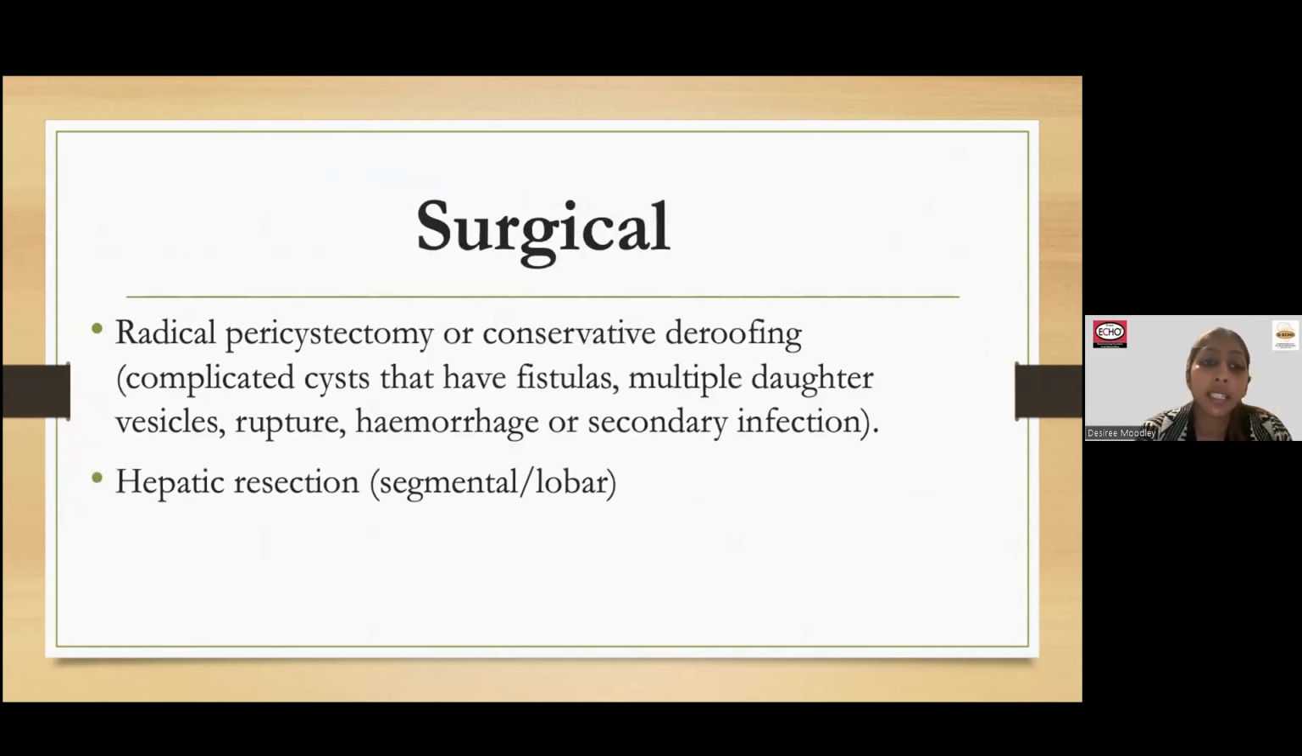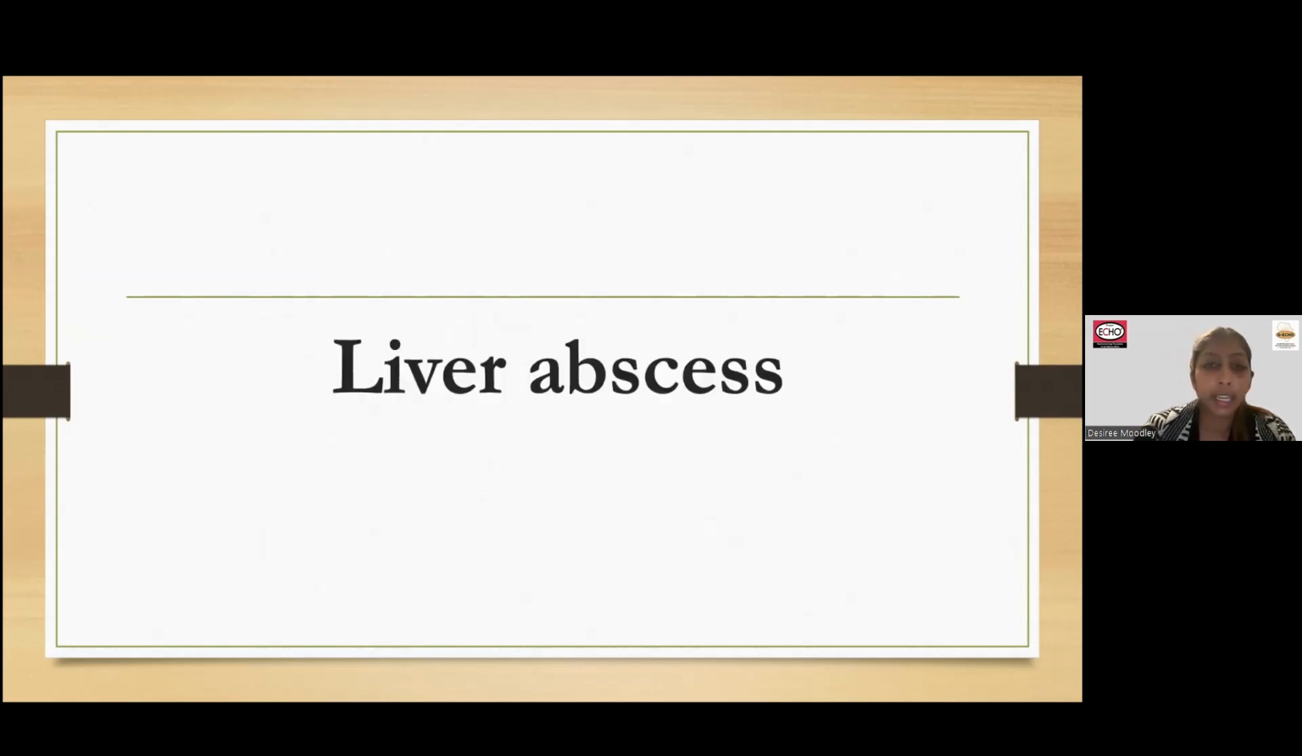Surgery can be considered in patients that have complicated cysts, or if they've got fistulas, multiple daughter cysts, rupture, hemorrhage, etc. And then you can also consider doing hepatic resection that's segmental or lobar. And then liver abscesses.